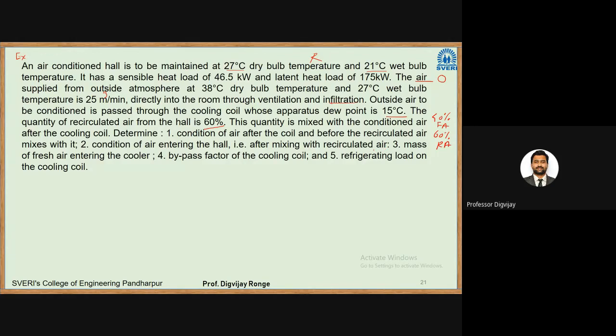So see here what is happening. First that fresh air is being cooled. Then it mixes with the return air. There are some examples where they mix together first and then that mixture is cooled. But in this example, fresh air is cooled, then it is mixed with the return air. So all the heat load inside the room will be carried out by the fresh air. Fourth, mass of fresh air entering the cooler; then bypass factor of the cooling coil; and fifth is the refrigerating load on the cooling coil. Okay. So first of all, I will write down the given data here.